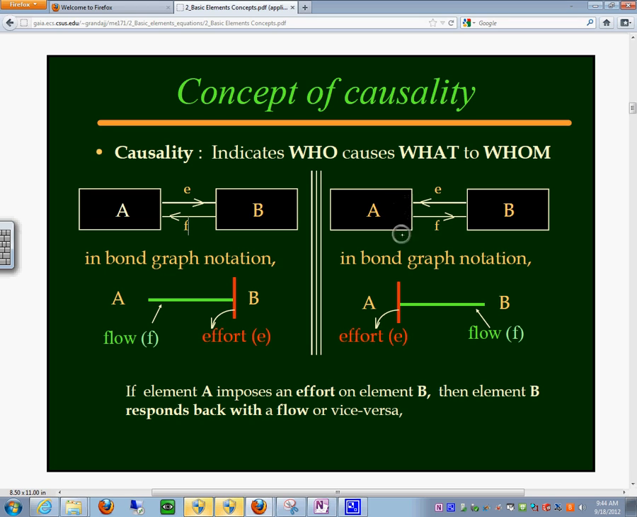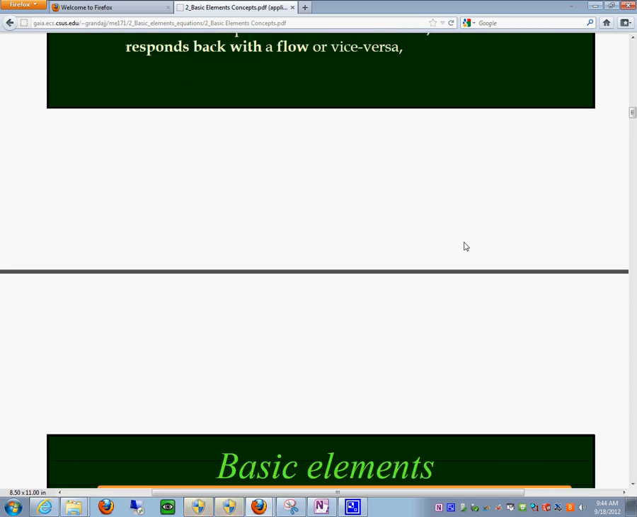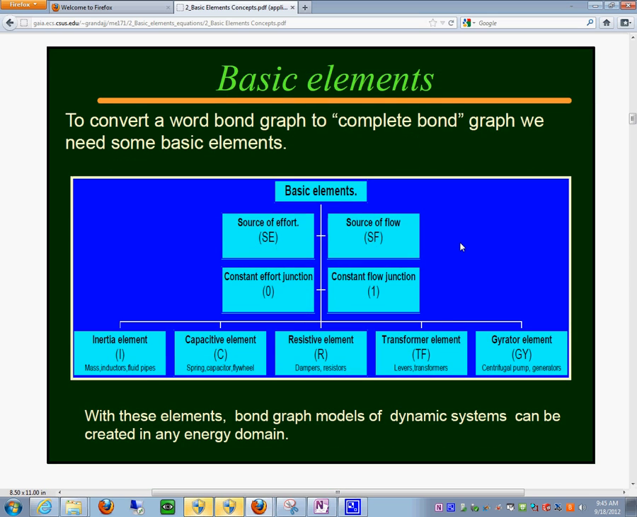If we do that, then the representation of the bond graph model switches around, and that's what you see on the right hand side. So you go from B to A with this effort, the red line, and then A responds towards B with the green line, which is the flow. So this is a very important basic principle that we need to use on everything. So I think that's why I make an emphasis to make one entire slide about this.